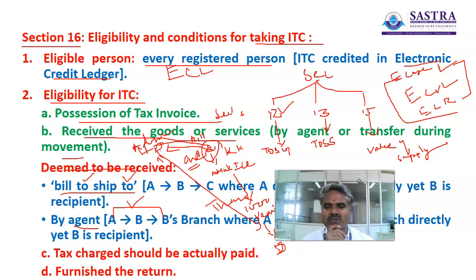Then that tax charged should be actually paid. These are all the eligibility conditions. You must have an invoice, receive the goods or services by the recipient, and the tax charged should be actually paid. Suppose you have a due, you are not eligible to claim.